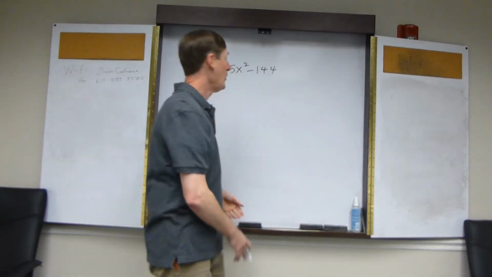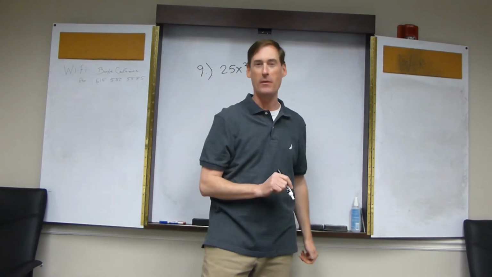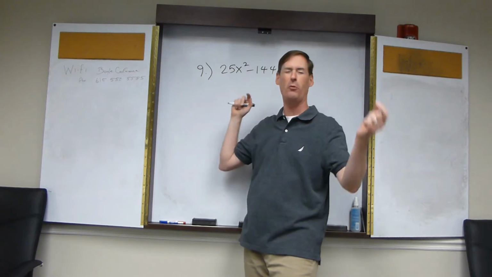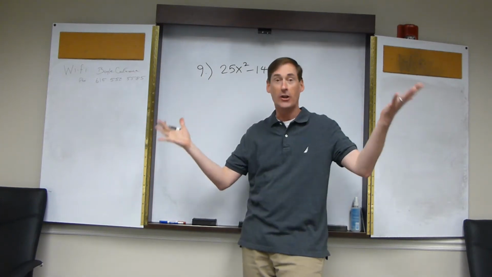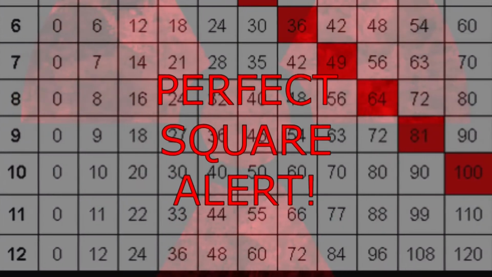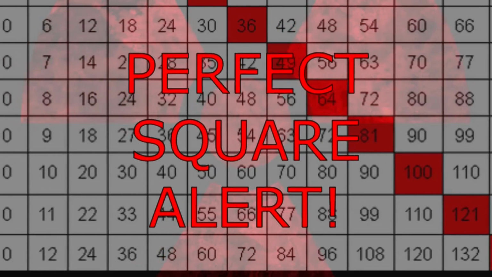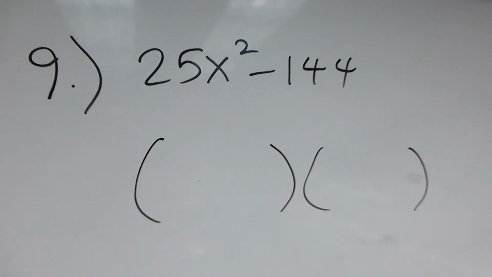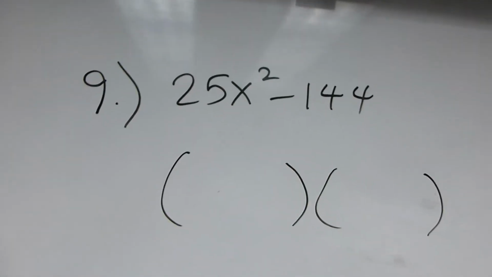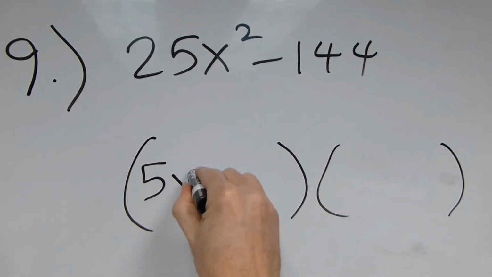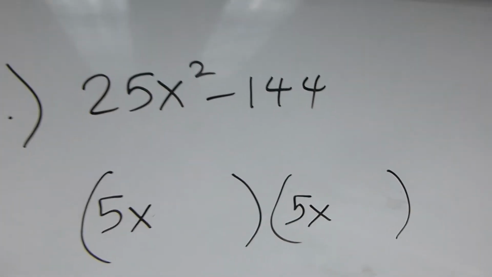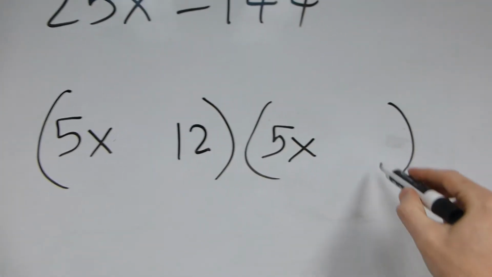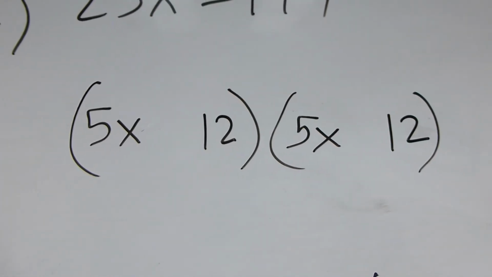So, let's go to number 9, most important problem of the year. And I hope when you see that 25 and especially that 144, boy, does that stand out in math. Perfect square alert, right? So we make two parentheses, and it is the multiply add game, but it's even easier than that. We know 5x times 5x makes 25x squared. We know it makes 144, positive 12, and negative 12.